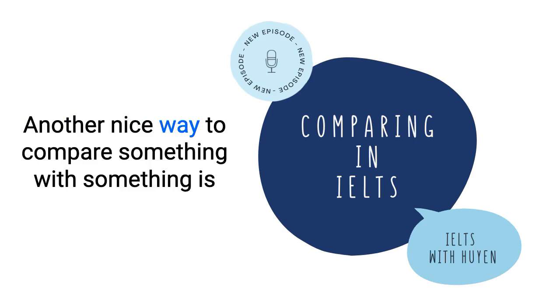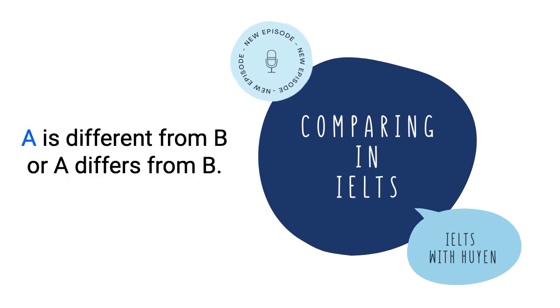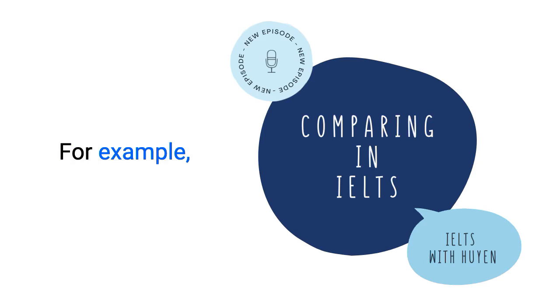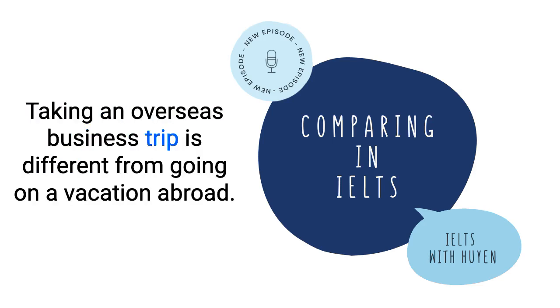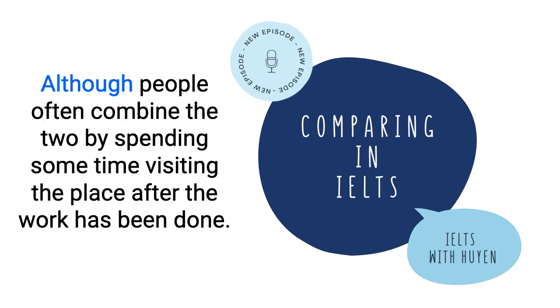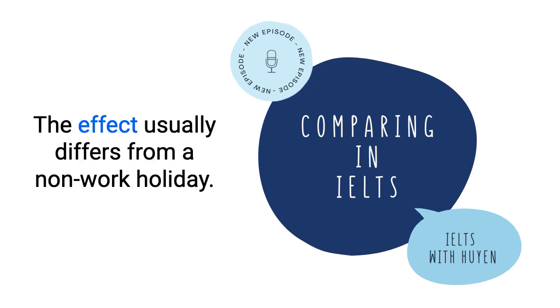Another nice way to compare something with something is A is different from B, or A differs from B. For example, taking an overseas business trip is different from going on a vacation abroad. Although people often combine the two by spending some time visiting the place after the work has been done, the effect usually differs from a non-work holiday.